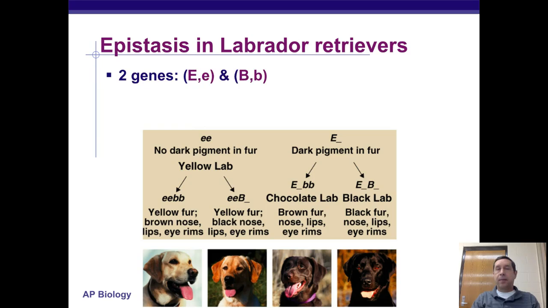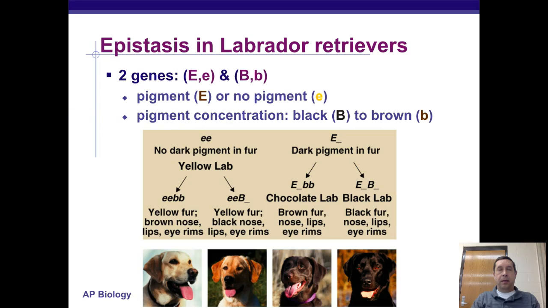Here's another example in Labrador retrievers. There's an E gene and a B gene. The E determines pigment or no pigment. The pigment concentration is the B gene. So yellow labs have two copies of the small e gene. If they have two copies of the lowercase b gene, not only do they have yellow fur, but they have a brown nose, lips, and eye rims.